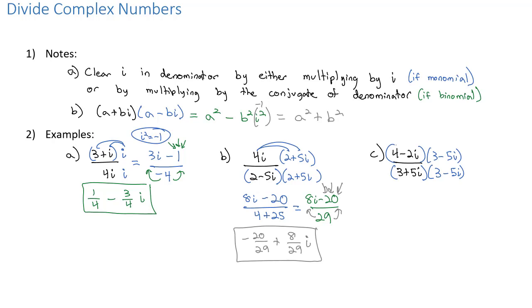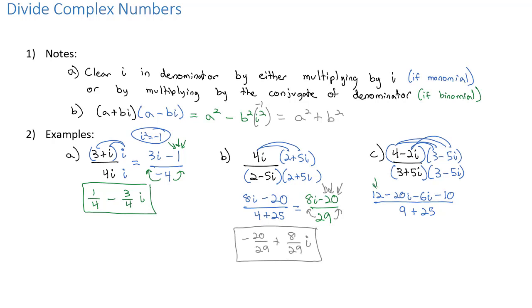The numerator is going to require us to multiply it out. 4 times 3 is 12. 4 times negative 5i is negative 20i. Negative 2i times 3 is negative 6i. And negative 2 times negative 5 is positive 10. But then we have an i squared, which is going to make that into a negative 10. All over, because these are conjugates, we can square the numbers. 3 squared is 9, plus 5 squared is 25. And we can drop the i because that's all accounted for in our formula.